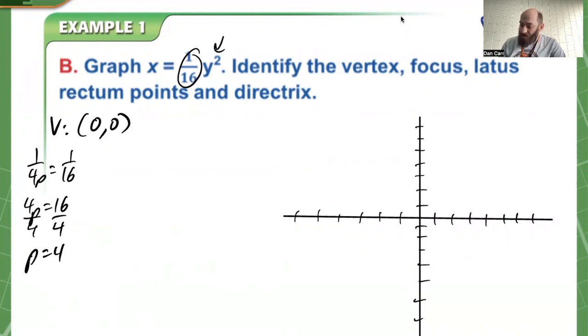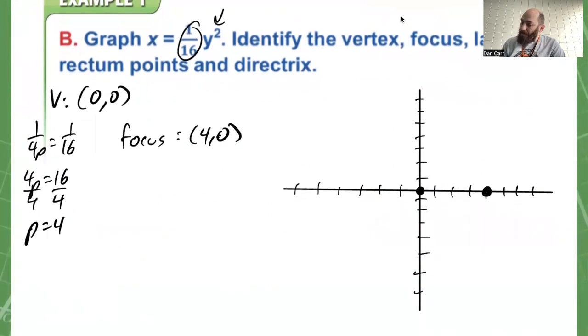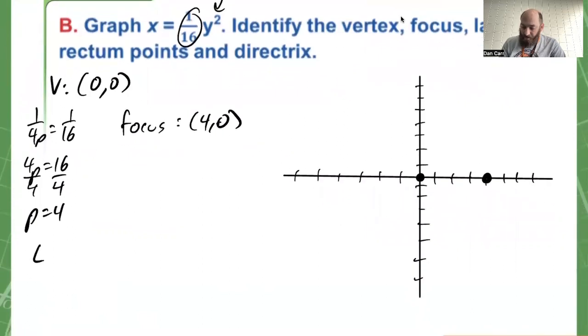So here's my 0, 0. It's opening to the right, so I know it's got to go 1, 2, 3, 4 to the right. So my focus is the point 4, 0. Now the latus rectum points. Again, it's got to share the same x value in this case, because it's going to be a vertical line segment that goes right here.